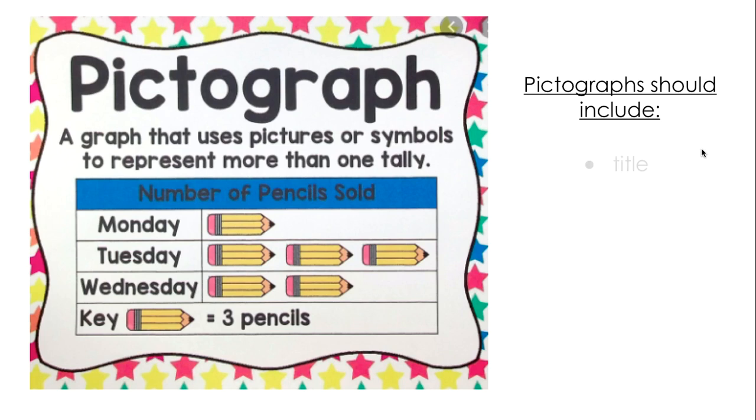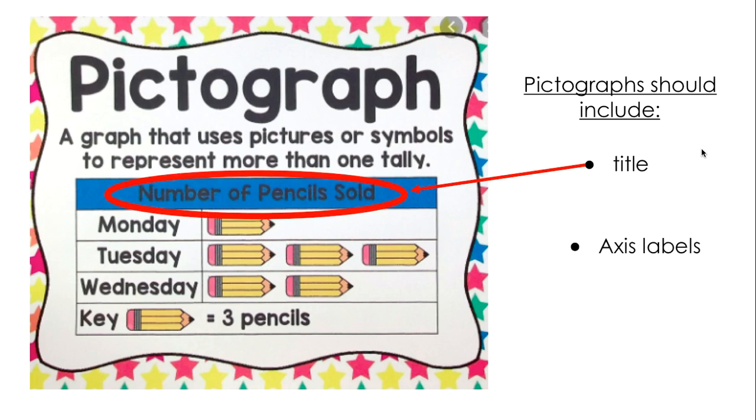They should also include a title, just like a bar graph. It gives you an idea of what the graph is about. So for this one, it is number of pencils sold. Should also include an axis label. So for this one, the axis labels are over here on the side, and they're Monday, Tuesday, Wednesday, so the days of the week.